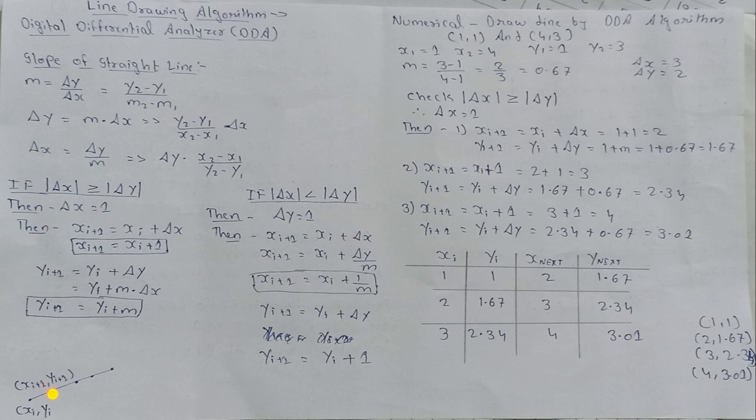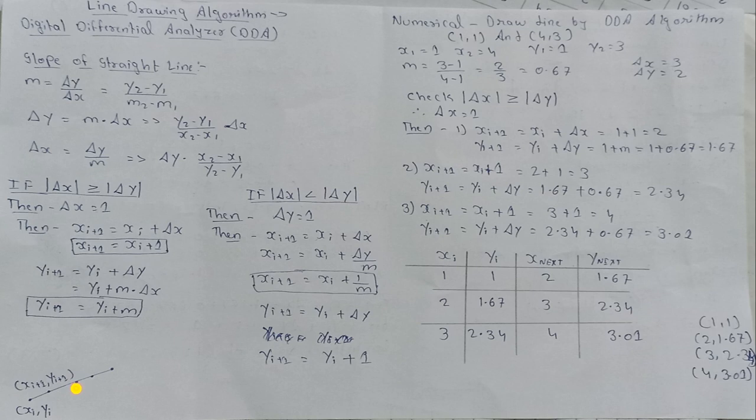Okay, so after getting the xi plus 1 and yi plus 1, now we have to find out the third point. To find out the third point, we will make the third point as xi plus 1 and yi plus 1, and we will make the second point as xi comma yi. To find out the third point, we will make the second point the current point.